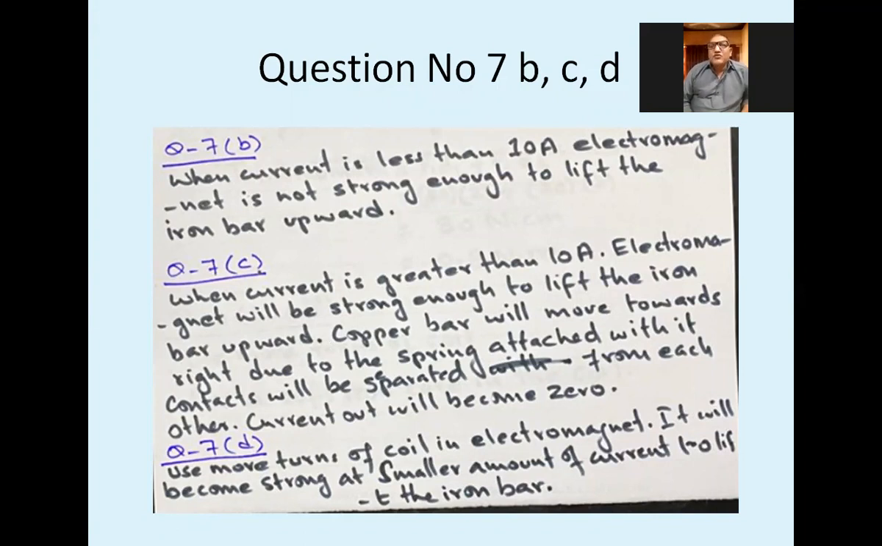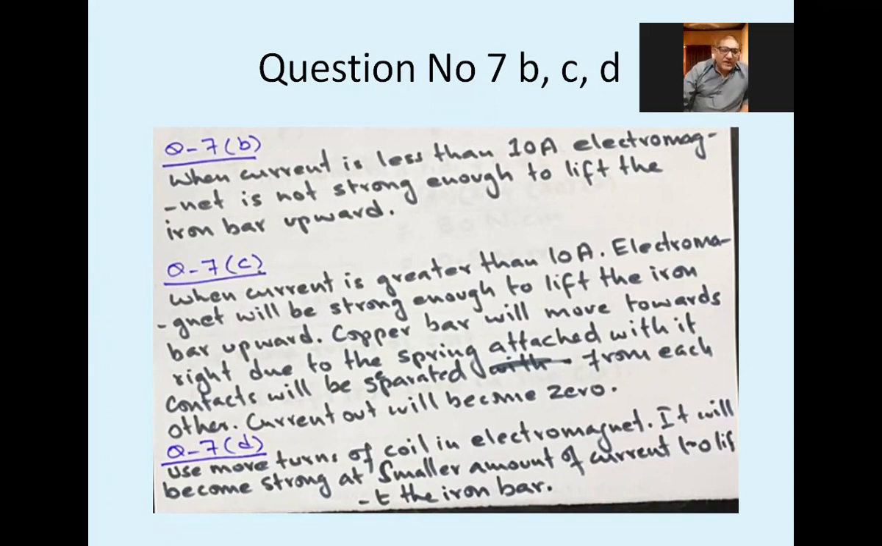When this iron bar has gone upward, the copper bar will move towards the right due to the spring attached with it. Contacts will be separated from each other, so the current out will become zero. So the flow of the current out of the breaker will be cut off.